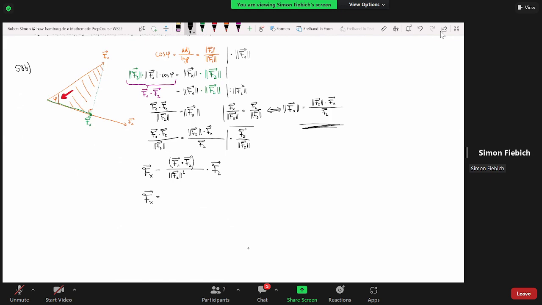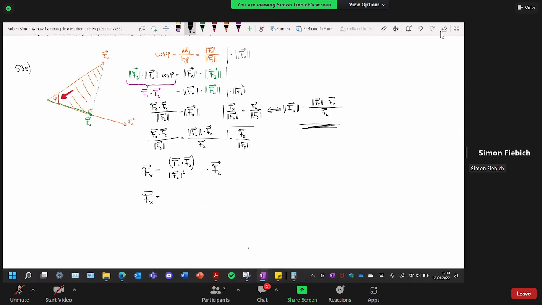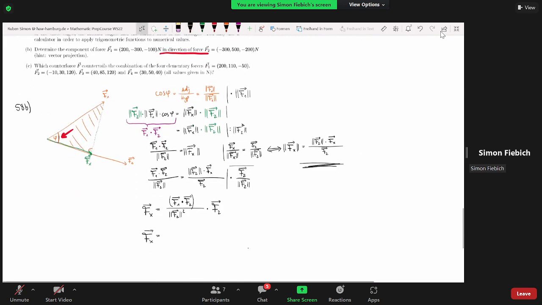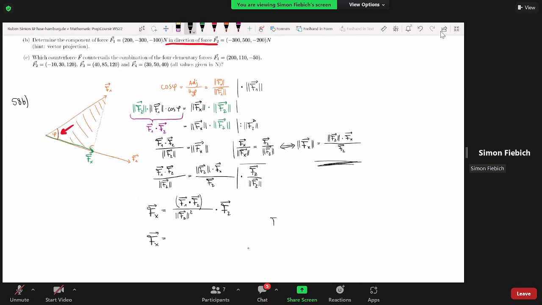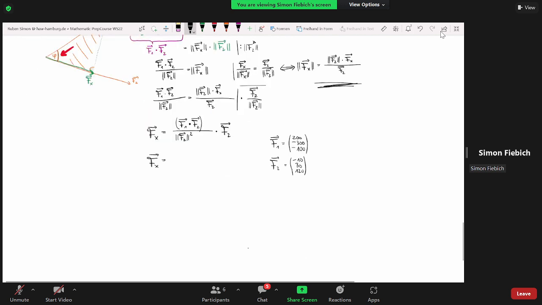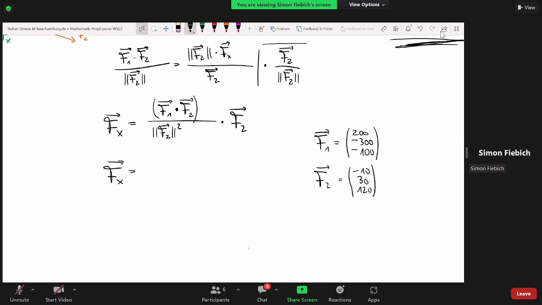Then be equal to what? Just a second, where's the task here? So we have the two vectors, f1 being 200, negative 300, and negative 100, and f2 being negative 10, 30, and 120. So these are our two vectors. And now we can insert them into our equation.